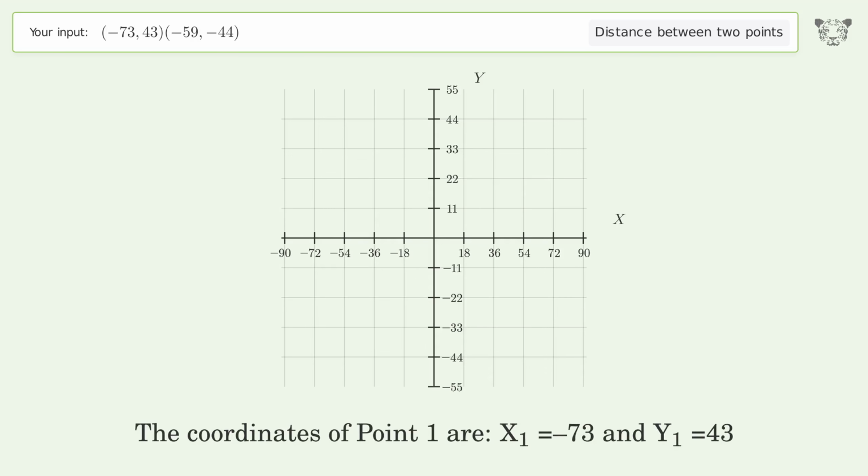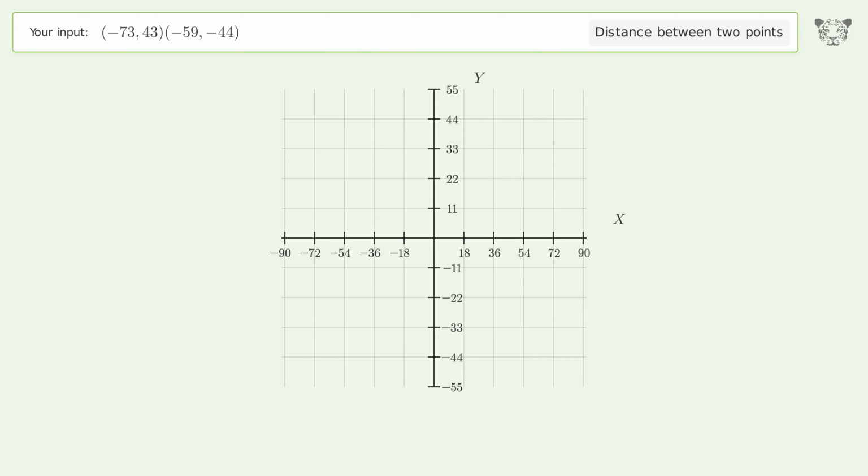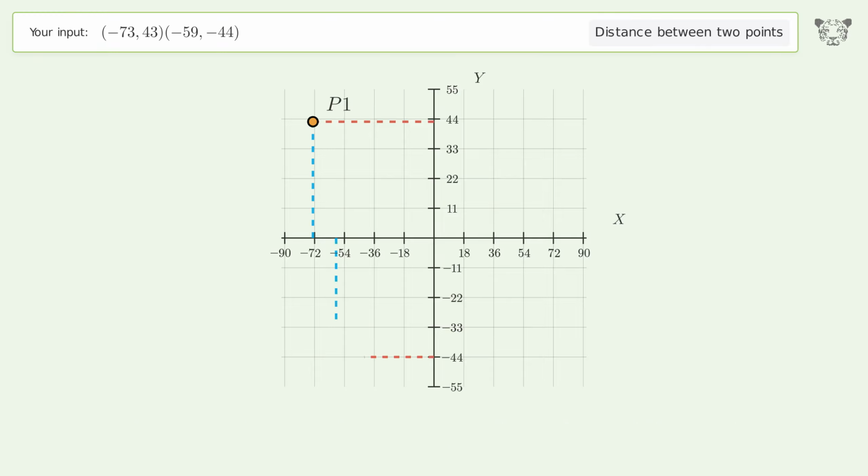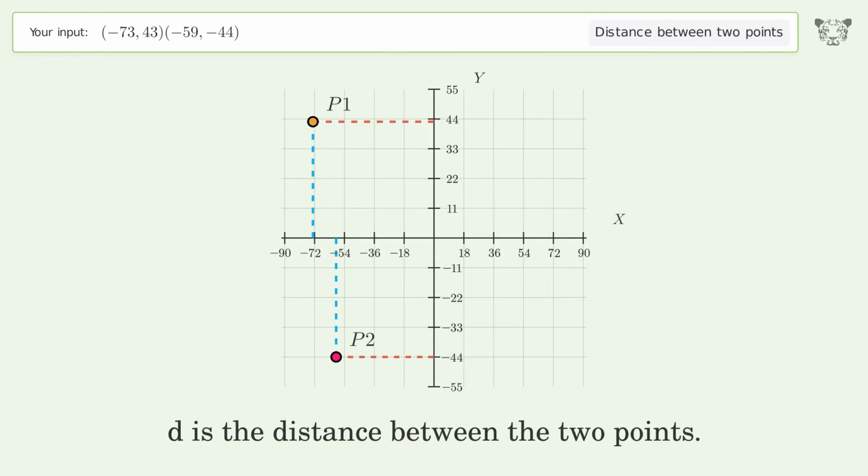The coordinates of point 1 are x1 equals -73 and y1 equals 43. The coordinates of point 2 are x2 equals -59 and y2 equals -44. D is the distance between the 2 points.